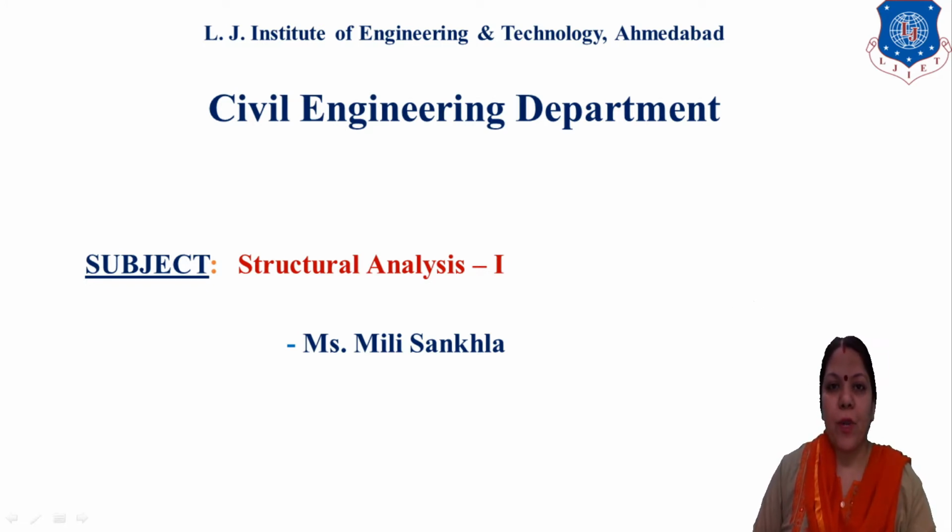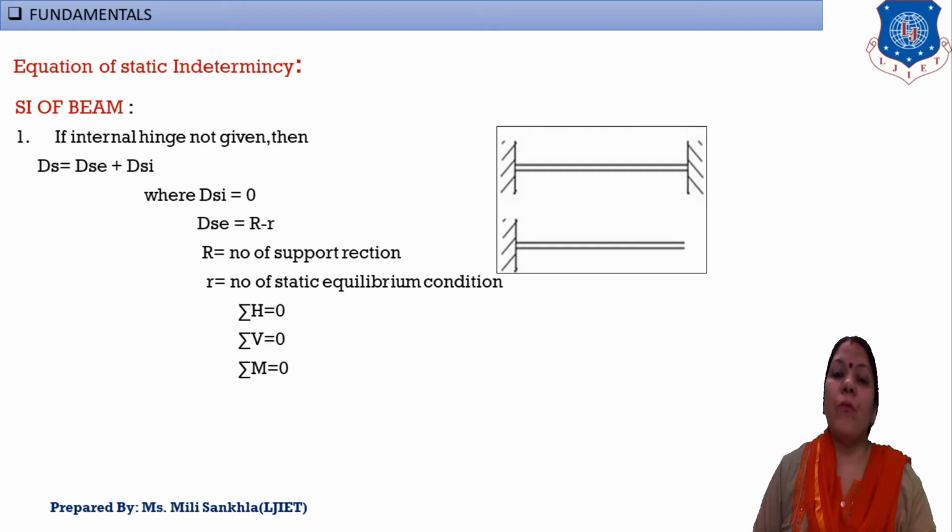Equation of SI. Now first of all we start with the equation of static indeterminacy, SI, of beam. That means first of all we discuss the static indeterminacy equation for beam. Here I take two types of beam. First is our fixed beam and second is our cantilever beam.